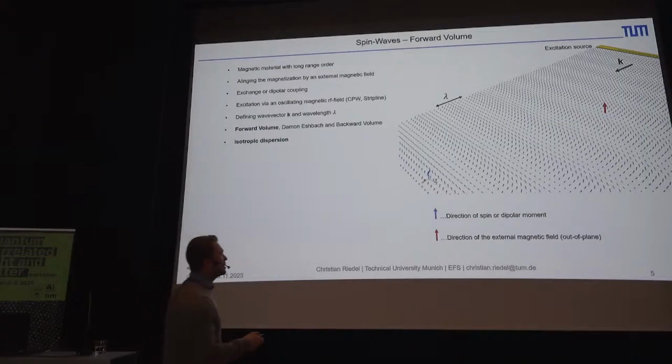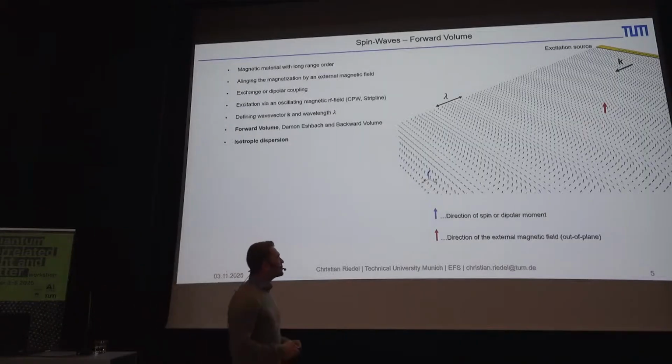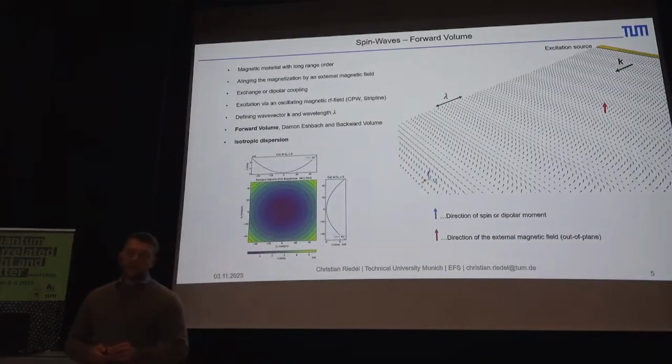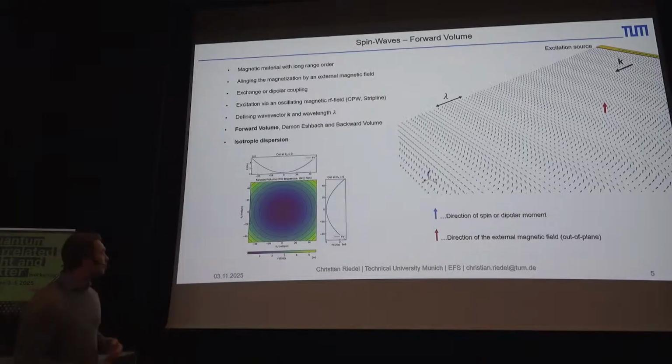In the case I show you here, when the magnetization points out of the sample plane, we call this forward volume spin waves, and the specialty of this spin wave mode is that the dispersion relation is actually isotropic.